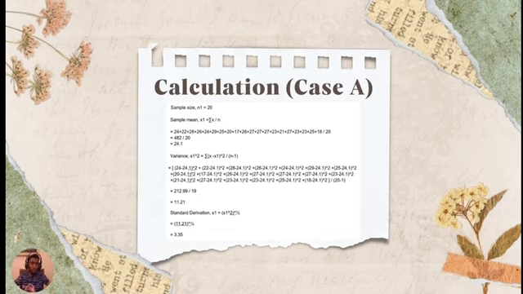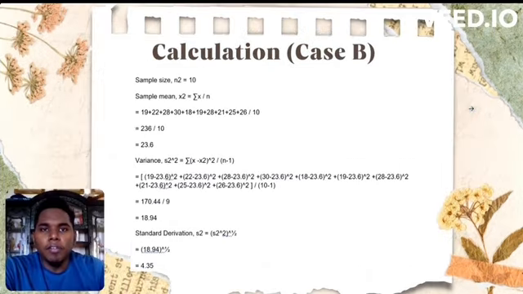So the next one will be continued by Dinesh. Hi everyone, Dinesh here. So I'm going to explain about calculation case B, which is players who didn't improve, equal and below. So sample size n2 equal to 10, which means 10 players.